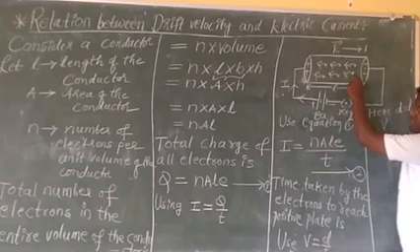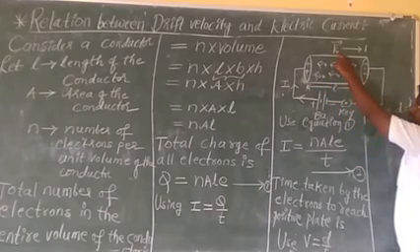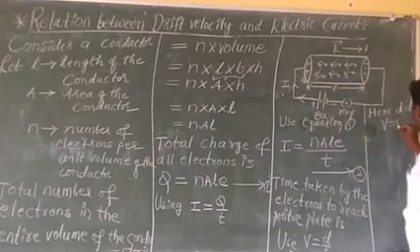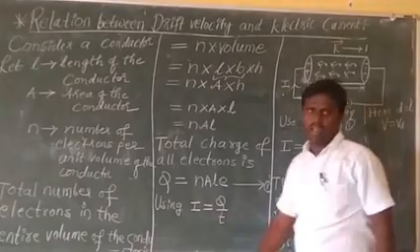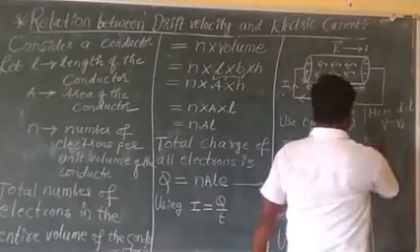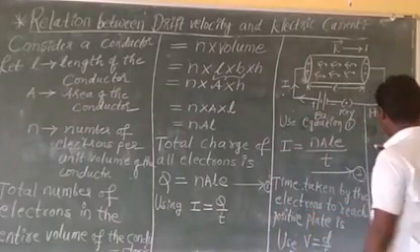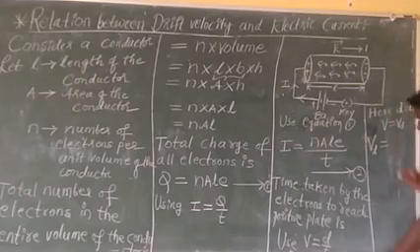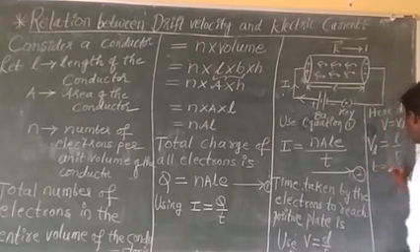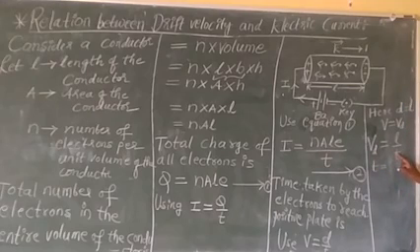And V is the velocity of these electrons. The velocity of the electrons to reach from one end to another against the electric field is the drift velocity. So V equals Vd. Drift velocity Vd equals L by T, so T equals L by Vd.